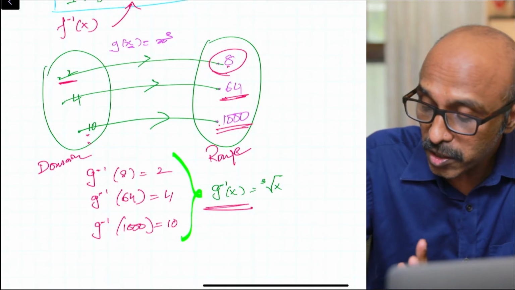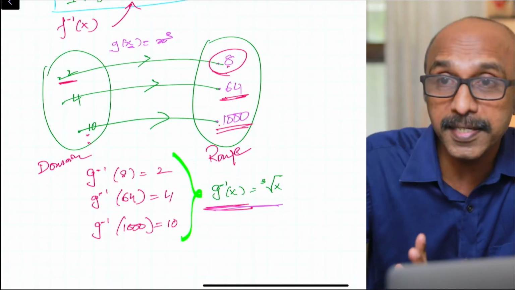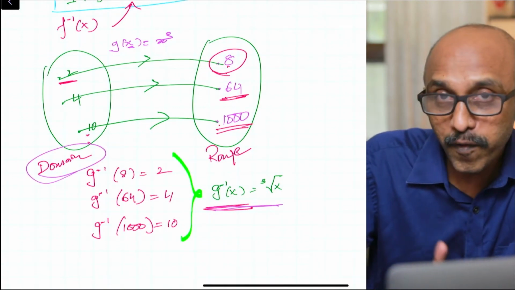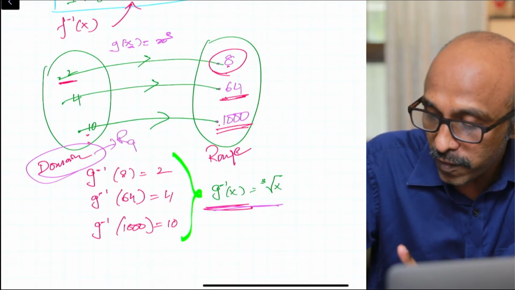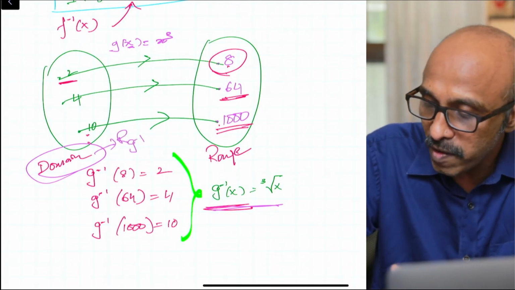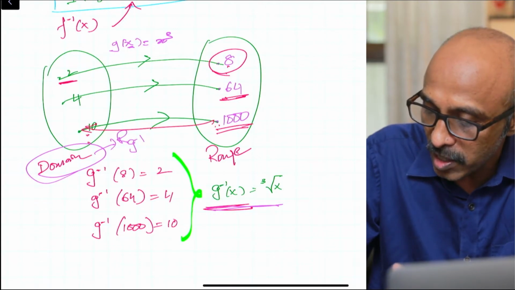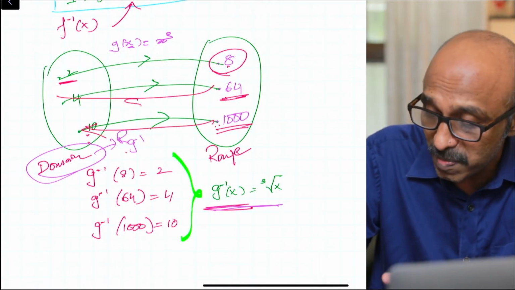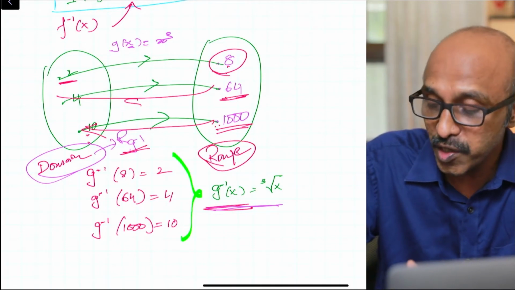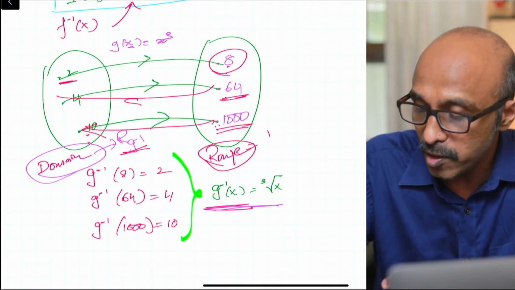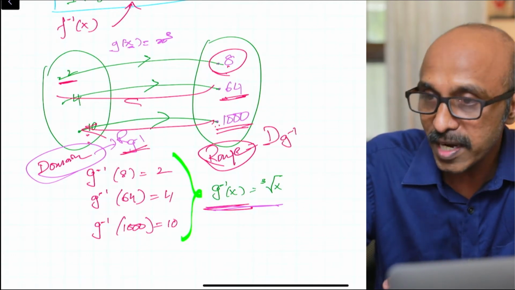Now, one interesting thing to note about this inverse function is this. The domain of the function g becomes the range of the inverse, because the inverse is going in this direction. So this becomes the range of the inverse, whereas the range of the original g will become the domain of the inverse. Let me write it properly.